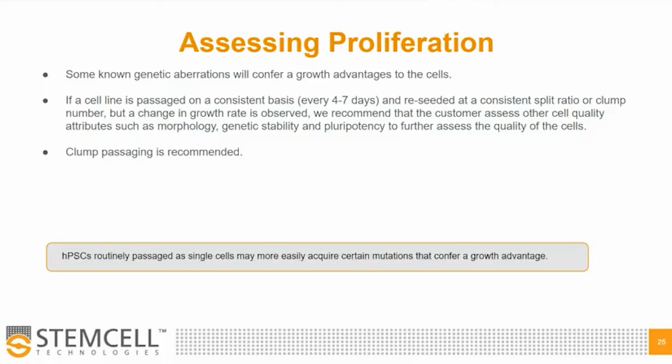Therefore, if a cell line is passaged on a consistent basis, for instance every 4 to 7 days, and reseeded at a consistent split ratio or clump number, but a change in growth rate is observed, we recommend that the customer assess other cell quality attributes such as morphology, genetic stability, and pluripotency to further assess the quality of the cells. Clump passaging is recommended as it has been shown that hPSCs that are routinely passaged as single cells may more easily acquire certain mutations that confer a growth advantage.